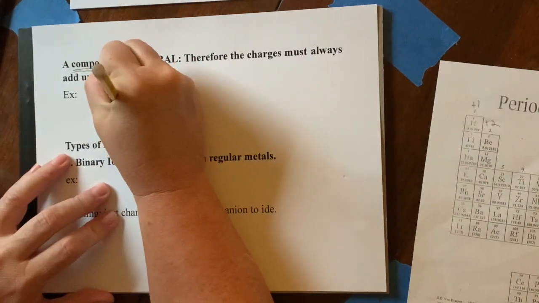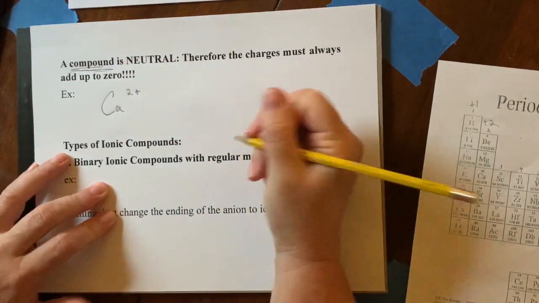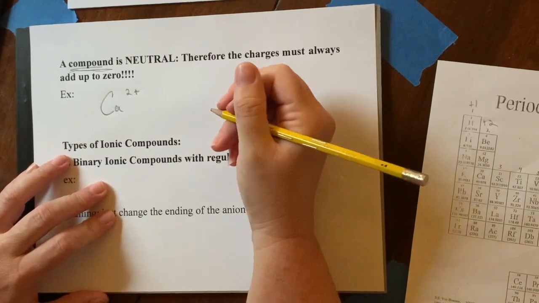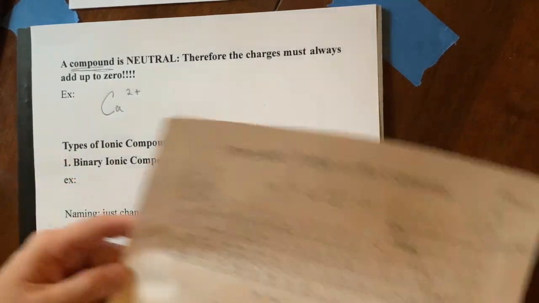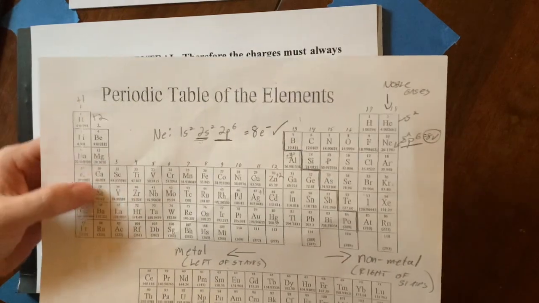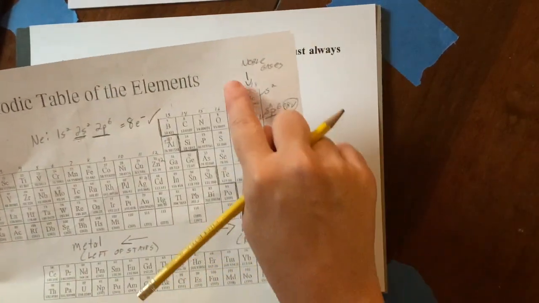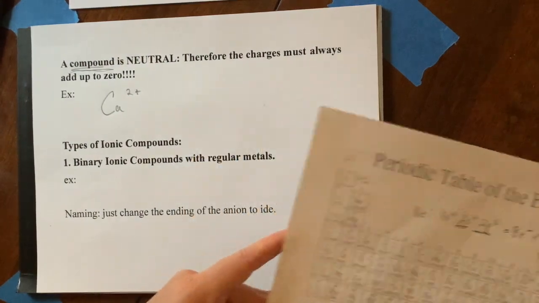Let's say I have a calcium ion, and it's going to form a bond with some iodide ions. Now, remember, you should always have your periodic table out. Calcium, as we know, is group 2, so it's +2. Iodine is in group 17, so that makes it -1.